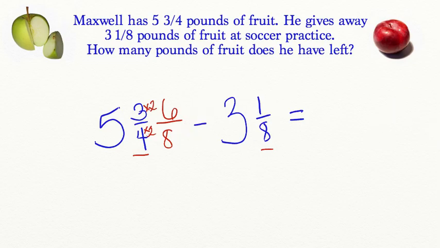Now we just have to subtract. 6 minus 1 equals 5, and we keep our denominator the same. Now we have to subtract our whole numbers. 5 minus 3 equals 2. And that's all there is to it. So Maxwell will have 2 5/8 pounds of fruit left over.